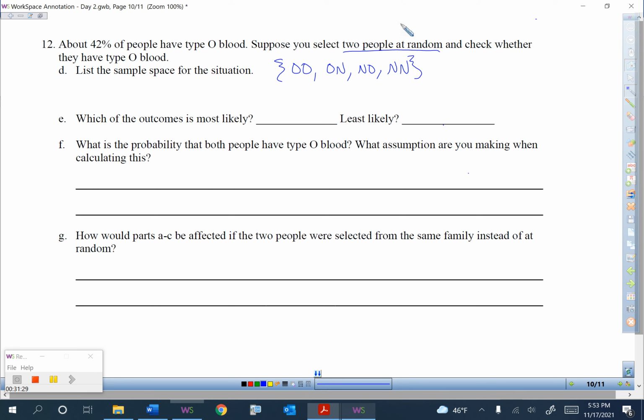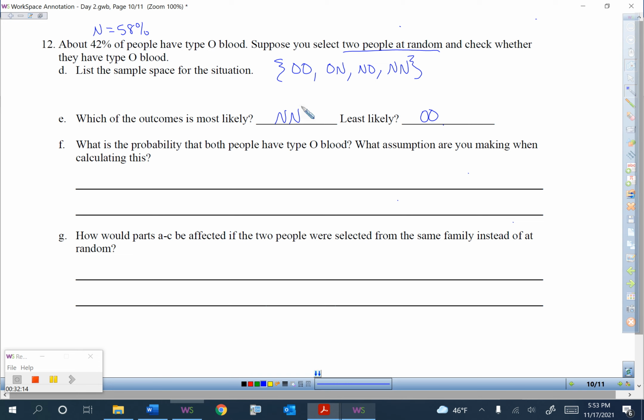But we don't have them equally likely. If we think about these outcomes, because O is less likely than not O, our least likely is the OO, both of them. And the most likely, because the not O was higher, and you can write this up here, complements again. You can't have O and not O at the same time, so they have to hit 1 or 100%. Then our most likely will be our not O, not O.